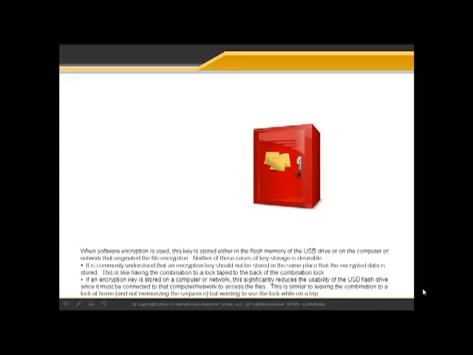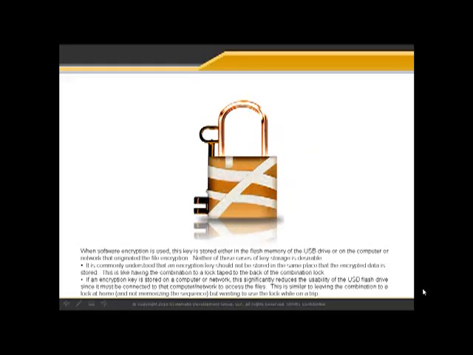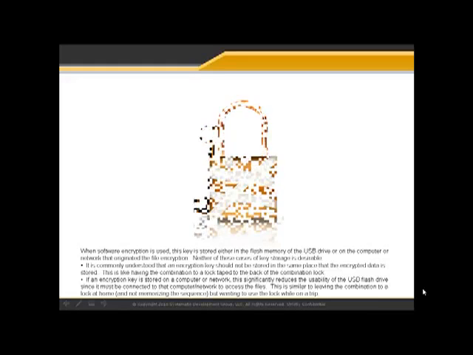When software encryption is used, this key is stored either in the flash memory of the USB drive or on the computer or network that originated the file encryption. Neither of these cases of key storage is desirable. It is commonly understood that an encryption key should not be stored in the same place that the encrypted data is stored. This is like having the combination to a lock taped to the back of the combination lock.